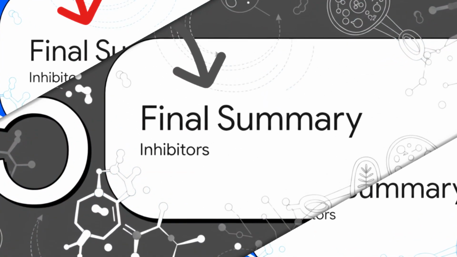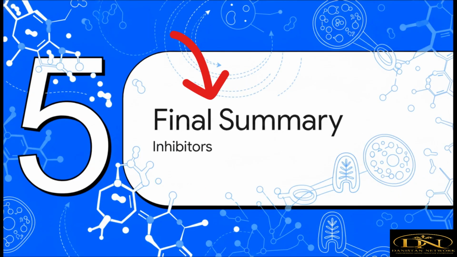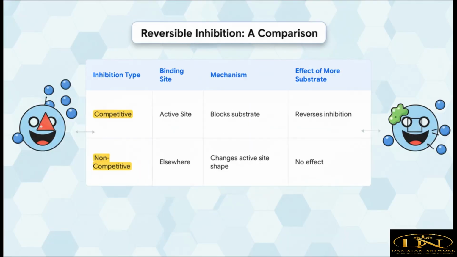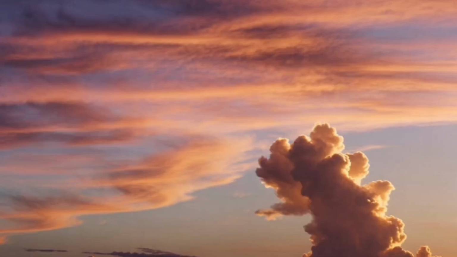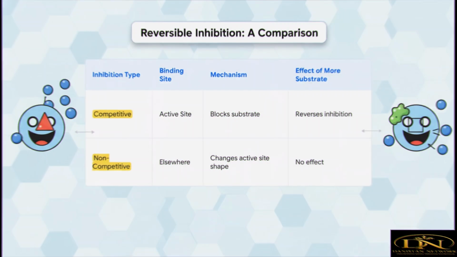All right, let's pull all this together with a quick summary to make sure these key concepts are locked in. So this table really boils it all down for us. It lays out the two main types of reversible inhibition we've talked about. On one side, you have competitive inhibitors that fight directly for that prime real estate, the active site. On the other, you've got the non-competitive ones that sabotage the enzyme from a different location. And the biggest takeaway is how they respond to more substrate. One can be overcome, and the other simply cannot.